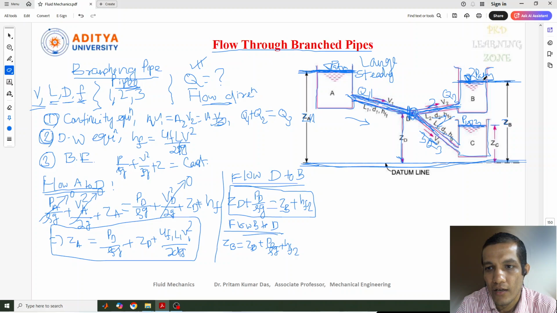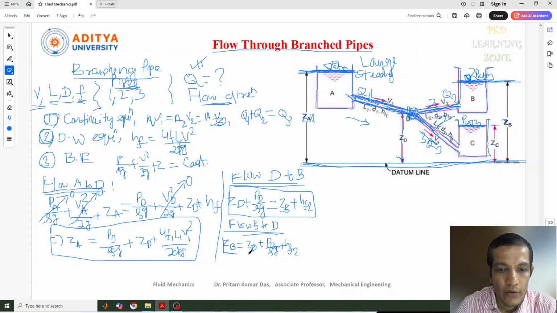So from the start we can take the pressure here as 0, and similarly the velocity at this point, that is V square by 2g, can also be considered 0, because the container is huge. The size of the container is very large, so we cannot find any kind of velocity flowing through this point. So that also can be considered 0.